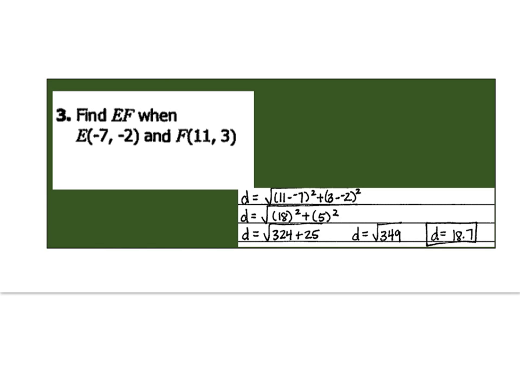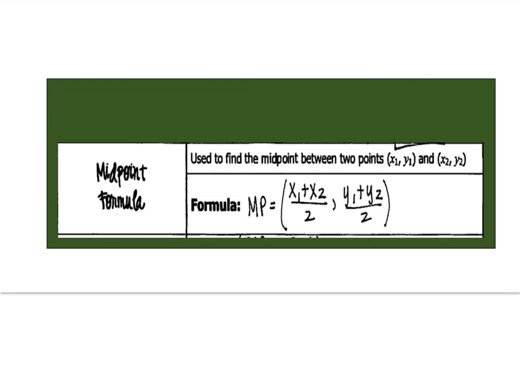Here you are. This is a worked out problem. We put our x's together, 11 and -7. We put our y's together, 3 and -2. We squared, we added, we took the square root, and it's 18.7. What does that mean? That means the distance between those 2 points is 18.7 units. Well, how else can we put that? The length of the segment is 18.7 units.